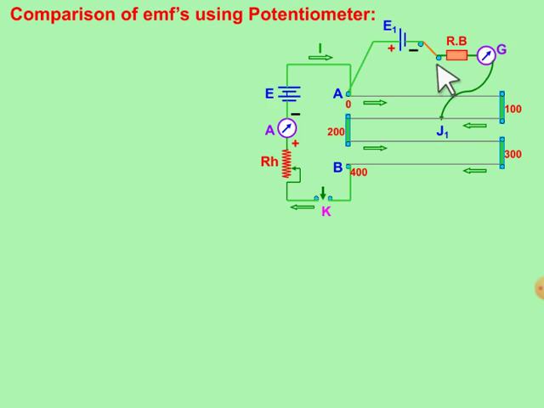So what happens when this cell E1 is in the circuit? Then the EMF will be equal to K times this length AJ1, where AJ1 is the length of the potentiometer wire, and K is nothing but the resistance per unit length of this potentiometer wire. Got it? So what happens if current I is flowing through this potentiometer wire?